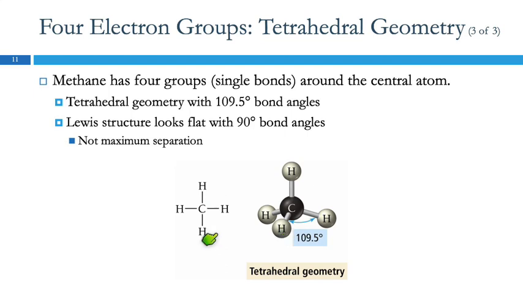The Lewis structure, like this, looks flat, right? Because it is flat. And the angle of separation there is 90 degrees. And that's not what they do. I can make this do it. But it doesn't like it. We are squished. And it will very easily pop back into a tetrahedron. Questions?